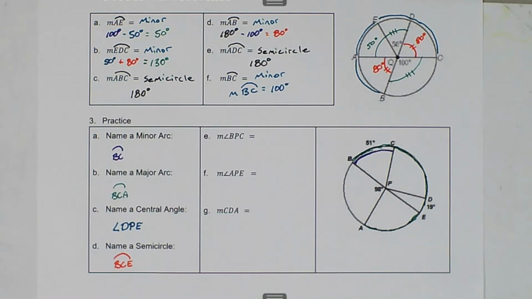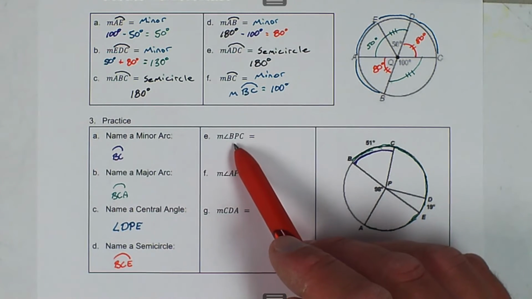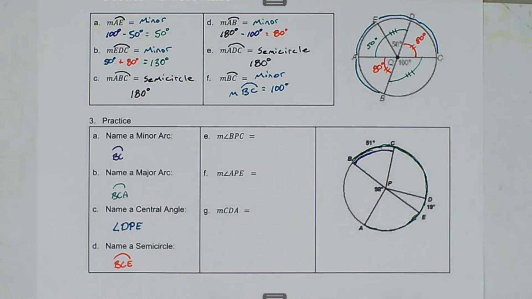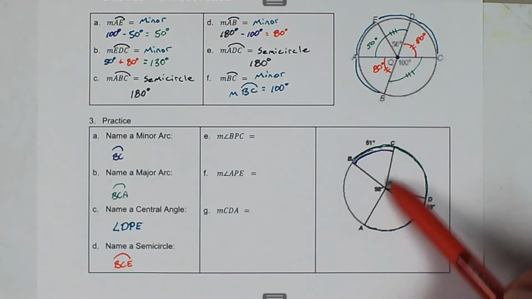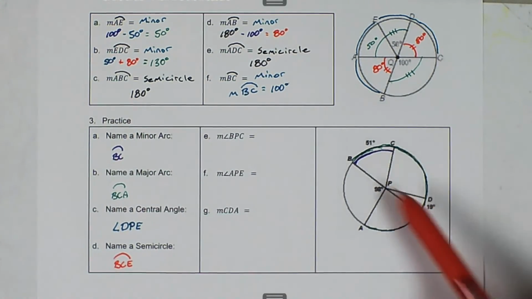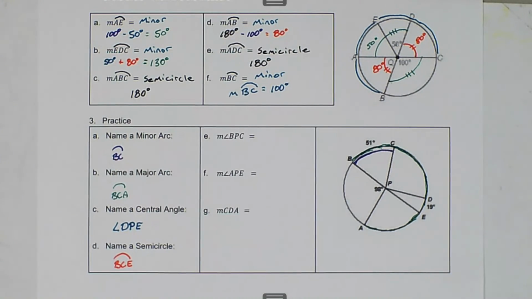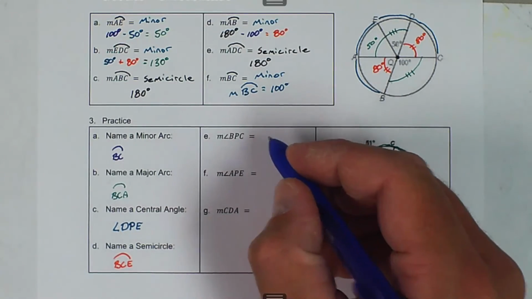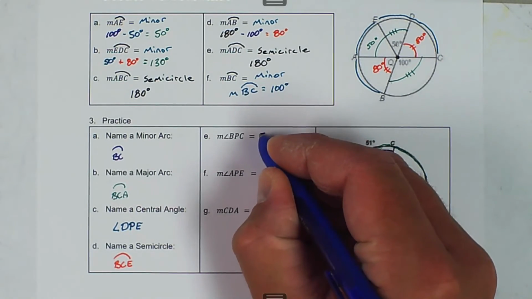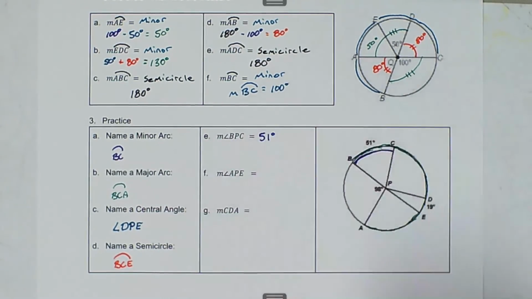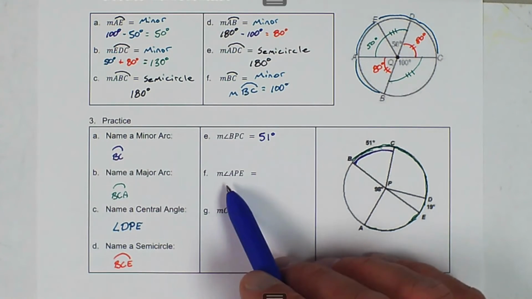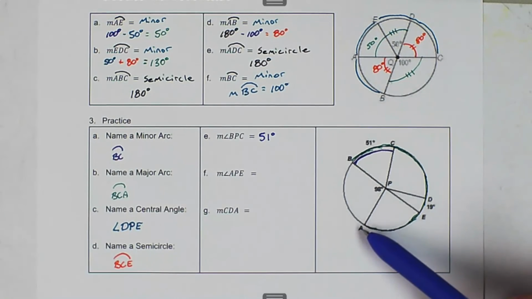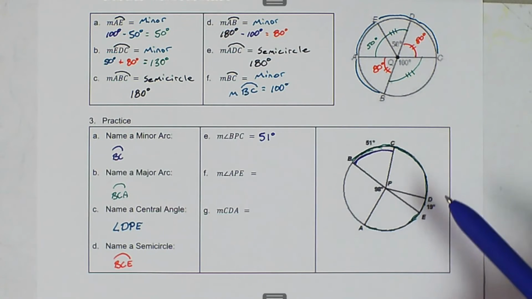Then we have a couple measurements to calculate. It says calculate the measure of angle BCP. So BCP, and as we can see, it's written right on there, is 51 degrees. So the measure of an arc and the measure of the central angle are the same. So it's 51 degrees because it's written right there. Then it says find the angle of APE. So we have APE.